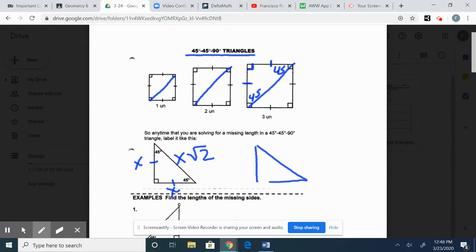Now let's say as an example, we have another triangle, 45, 45, 90, but instead of giving you a leg, they gave you the hypotenuse. So now we're just going to work backwards, and we're going to take half of the hypotenuse, and we're going to add a square root of 2. And that would be the same for both sides. So again, we're going to take half of the hypotenuse, and we're going to add a square root of 2.